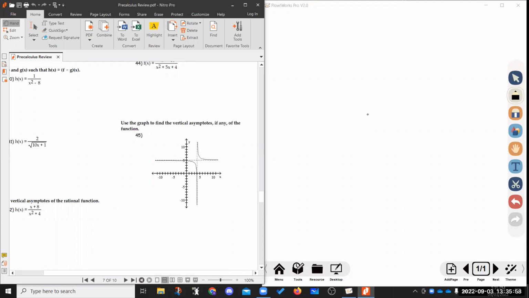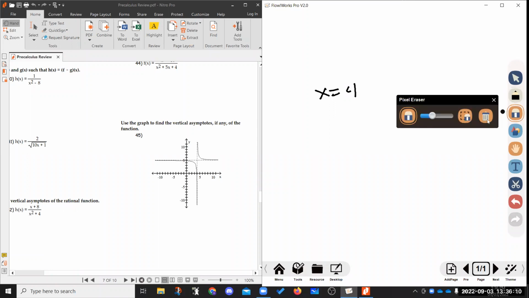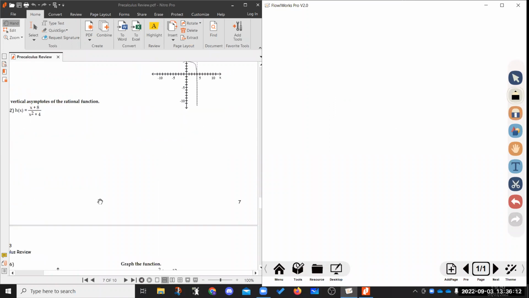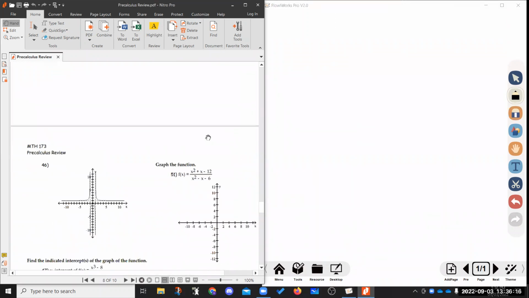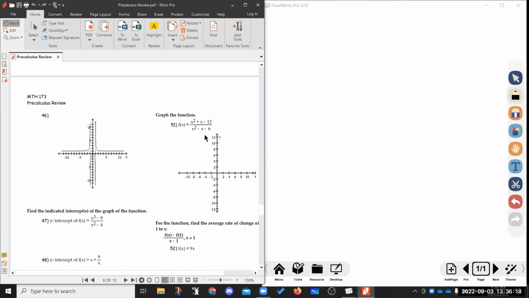Find the vertical asymptotes, if any, on this function. That looks like there's a vertical asymptote right there at x equals 4. That's just that dotted line on the graph. So just being able to read the graph, they're not going to show up on your calculator most of the time unless you have a TI-84 plus something that can draw them. But most of the time those asymptotes are not drawn. We have to draw them by hand.